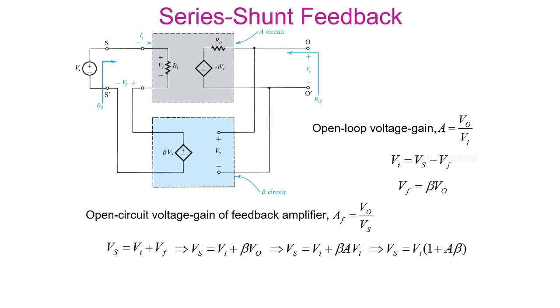Now, substituting these values in the closed loop voltage gain, A will be equal to V0 by Vs, that is equal to A into Vi by Vi into (1 plus A into beta). On cancelling Vi, you end up with A divided by 1 plus A into beta, which is exactly equal to the negative feedback overall voltage gain.